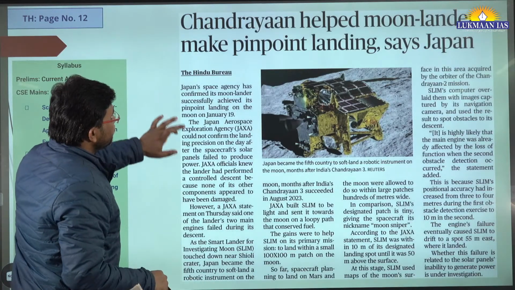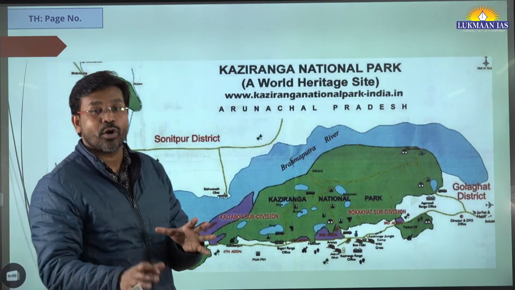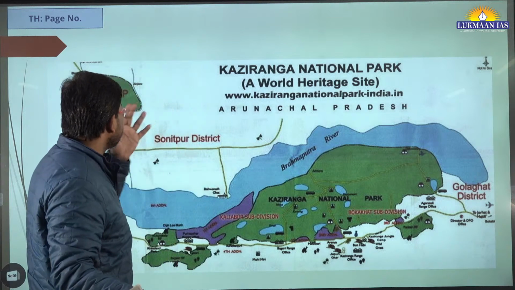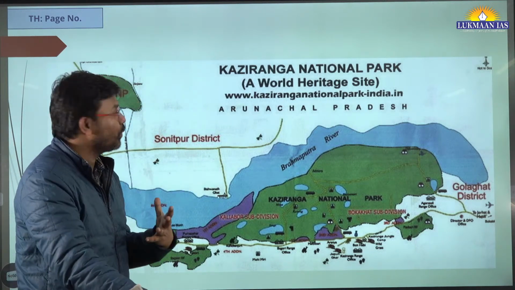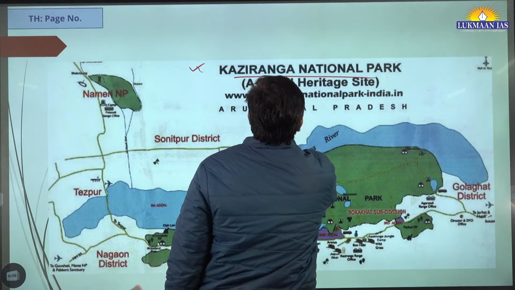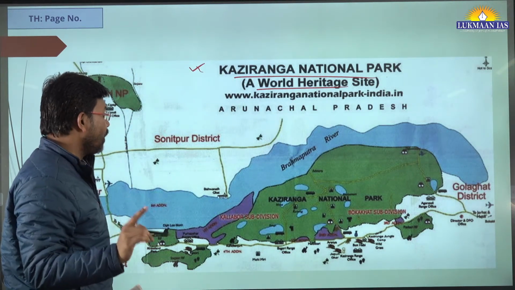So with this, let us move to another topic. Now we are going to discuss topics that are short but important for the prelims exam. So this is our topic. I have included the map of the Kaziranga National Park. Kaziranga National Park is a UNESCO World Heritage Site.